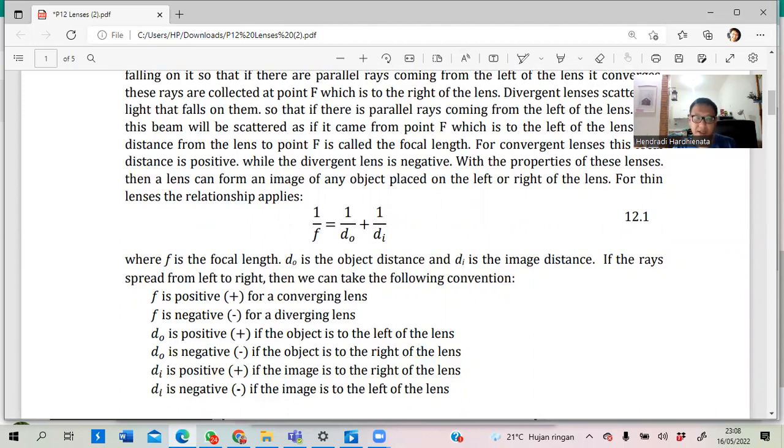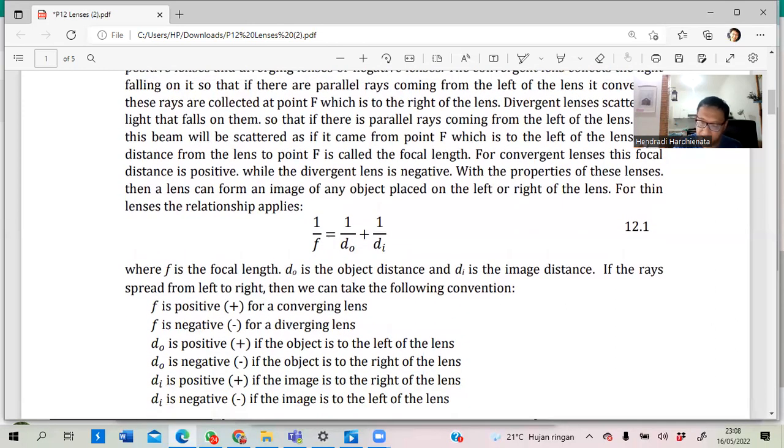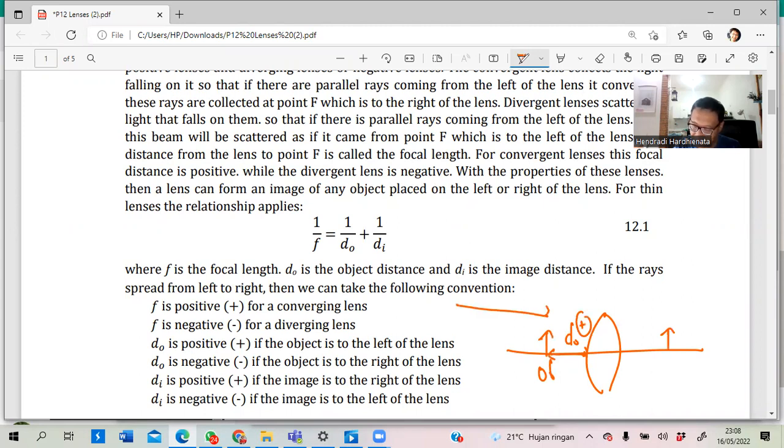Here you can see that DO is positive if the object is to the left of the lens. So if your object is located at the left of the lens, in this case the DO is positive. If the object is behind, so the light comes from this direction, if the object is behind the lens, then the DO is negative.